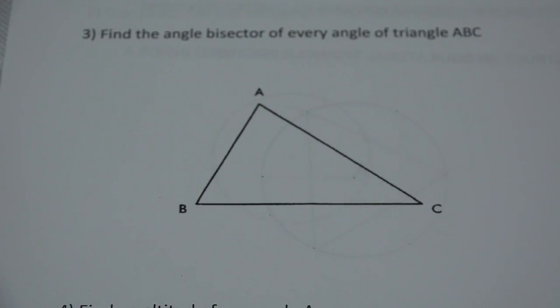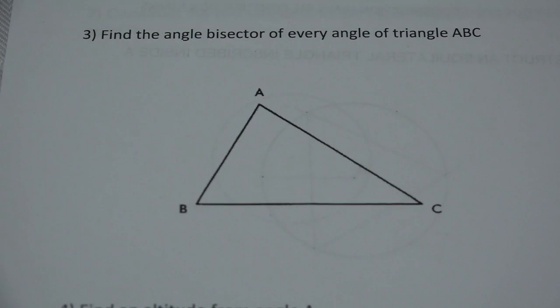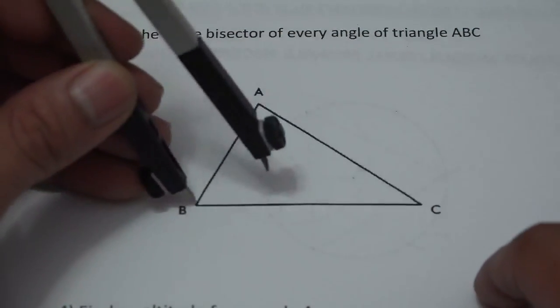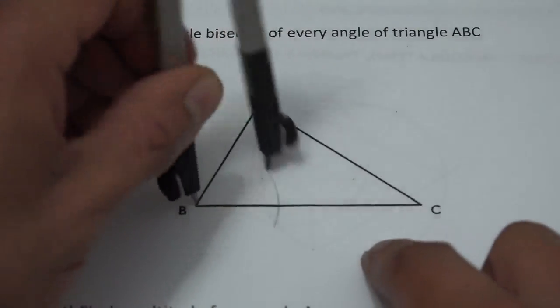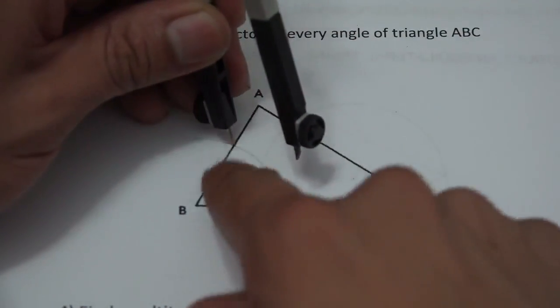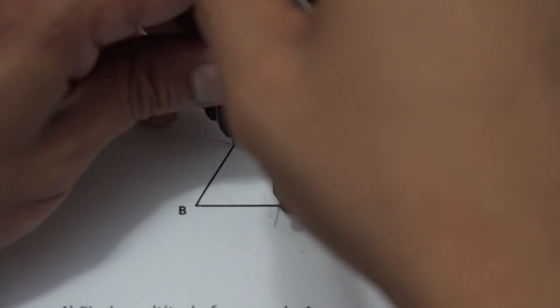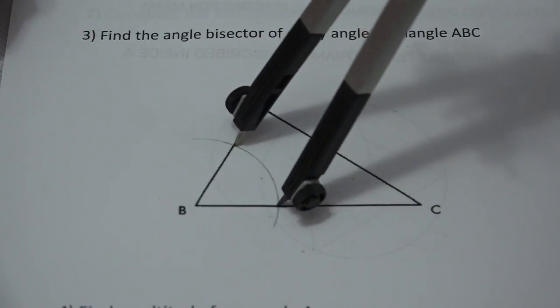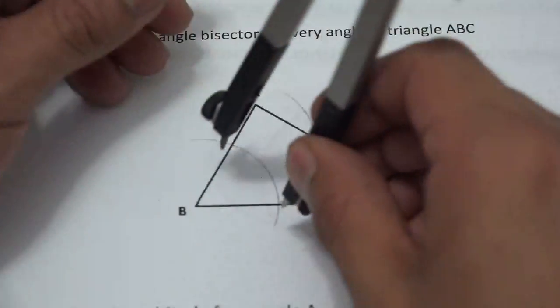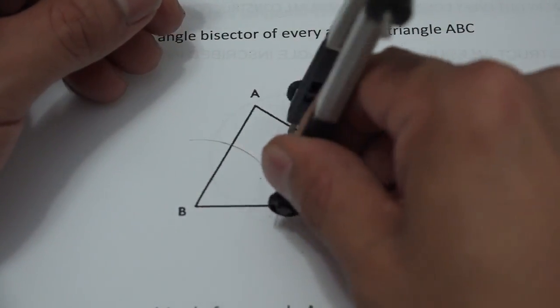Okay, it says find the angle bisectors. Okay, let me just make sure that I focus this thing. Okay, very good. It says find the angle bisector of every angle. So you're gonna do the same thing, repeat the same process to every angle. So what you do is you put the compass on point B, you trace an arc. Then you open the compass to the length of the intersection right here. See that? To the intersection right there. And you trace another arc. You go to the other intersection and you trace the following arc.